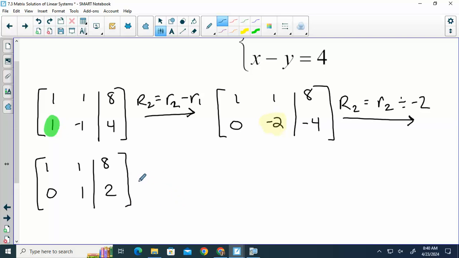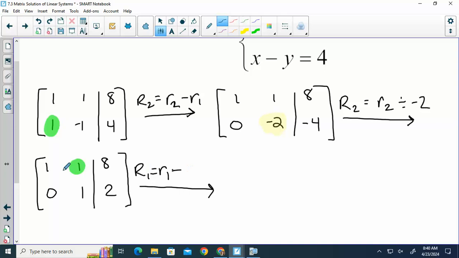What's the next step? We have our 1 in column 2, so we need this to be a 0. So we are changing row 1. Row 1 equals row 1. What will I have to do to that? We're trying to make it a 0.